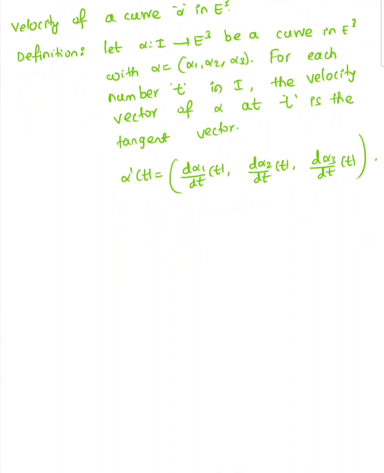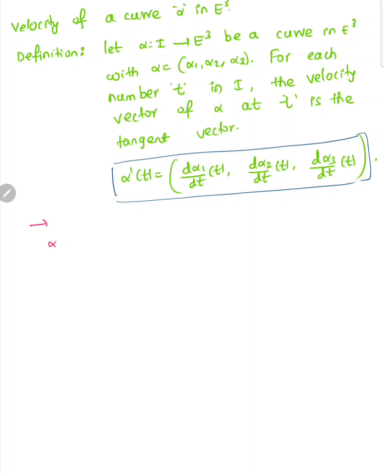So how can it be proved? Let's see. We have to prove the tangent vector is equal to alpha dash, which is given in terms of derivative of alpha 1, alpha 2, alpha 3 with respect to t at a time instant t. So let's see the derivation, how it is going to work.